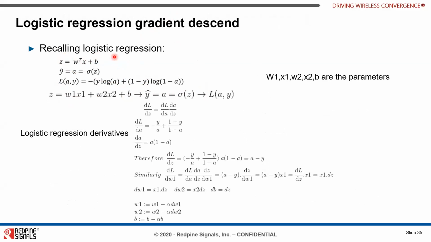So just recalling logistic regression. If you recall all these formulas, I won't repeat them here due to shortage of time. So z was w transpose x plus b, y cap was sigma of z, and this was the loss function.